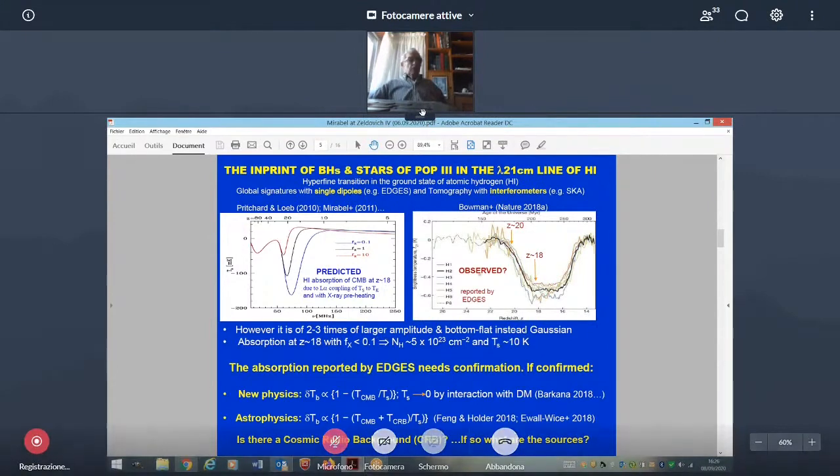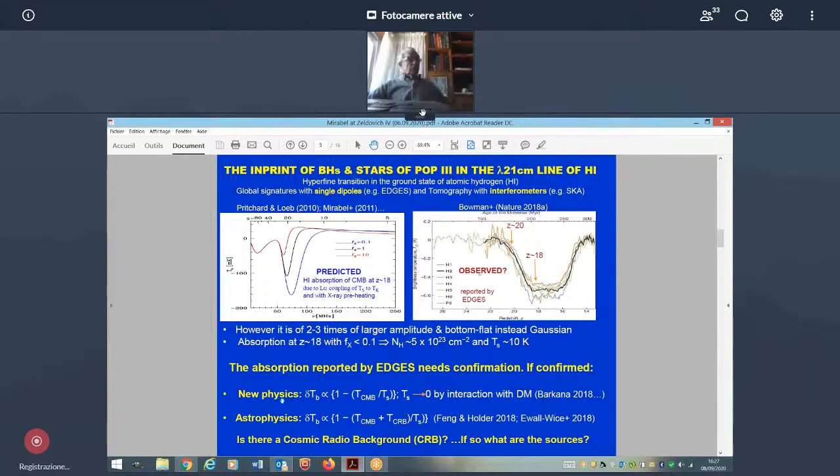So immediately, in the same issue of Nature, probably a referee of the EDGES article, it was claimed that this implied a new physics, and that this excess of absorption was due to cooling of the spin temperature of atomic hydrogen due to interaction of dark matter with baryons at that epoch. Well, this is the world.